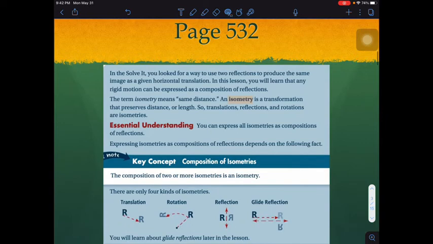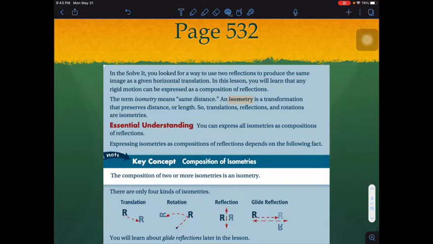On page 532, in the Solve It, you looked for a way to use two reflections to produce the same image as a given horizontal translation. In this lesson, you will learn that any rigid motion can be expressed as a composition of reflections. The term isometry means same distance. An isometry is a transformation that preserves distance or length, so translations, reflections, and rotations are isometries. You can express all isometries as compositions of reflections.